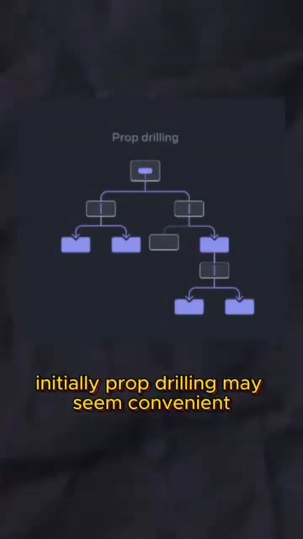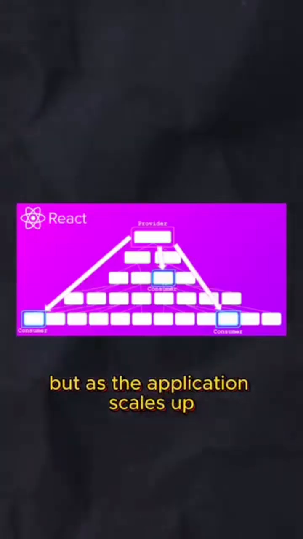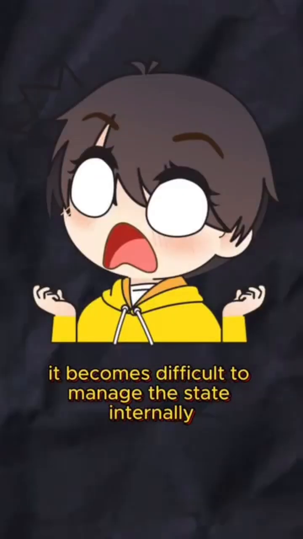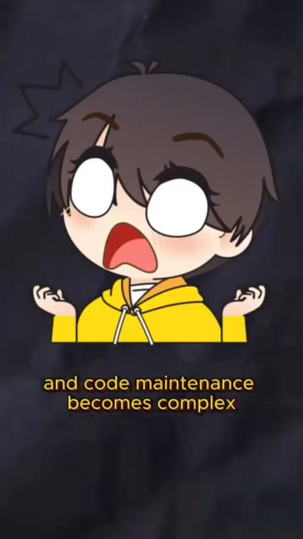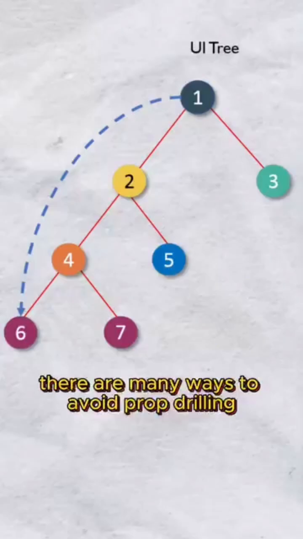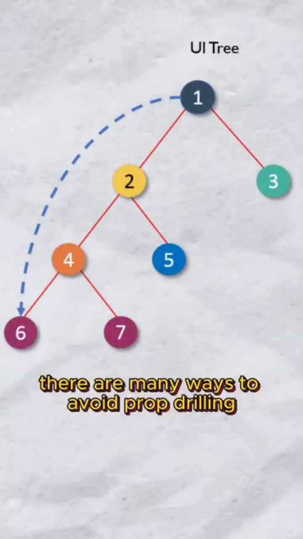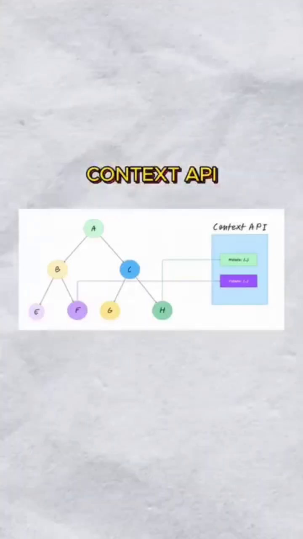Initially, prop drilling may seem convenient, but as the application scales up, it becomes difficult to manage the state internally, and code maintenance becomes complex. There are many ways to avoid prop drilling, such as the Context API or using Redux.